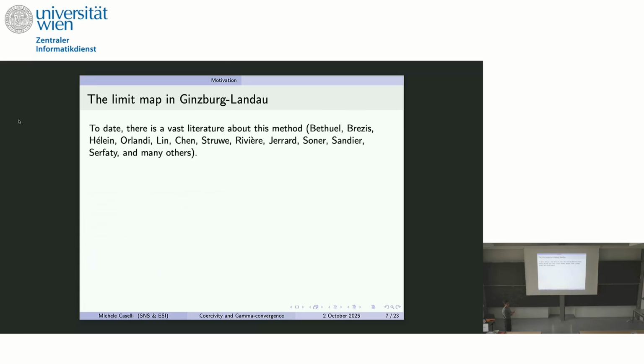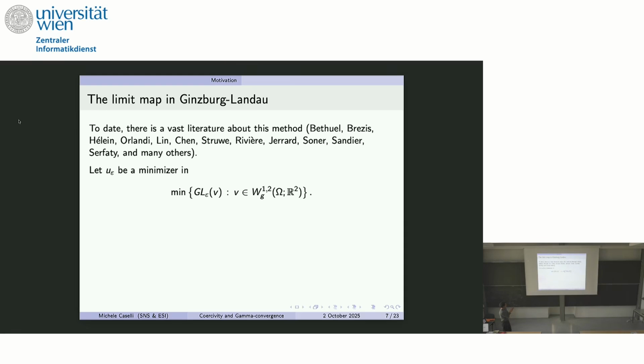Okay. Also on this problem, there is a vast literature. Again, this was very popular at the beginning of the 2000s. There were great works by many people: Bethuel, Brezis, Hélein, Orlandi, Lin, Chen, Struwe, Tristan Rivière, Robert Jerrard, Soner, Sandier, Serfaty, and many other people.